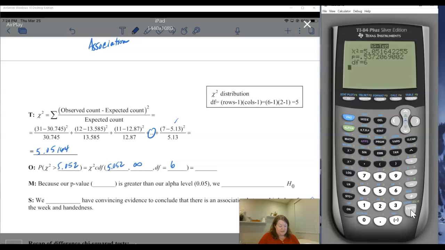Now, how do I know that this time? So this time we had 2 rows, and our columns were 7, right? Days of the week, 7. So that's going to be 1 times 6. That's a degree of freedom of 6.